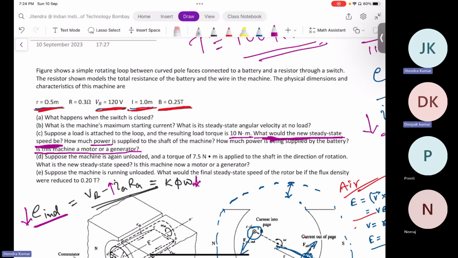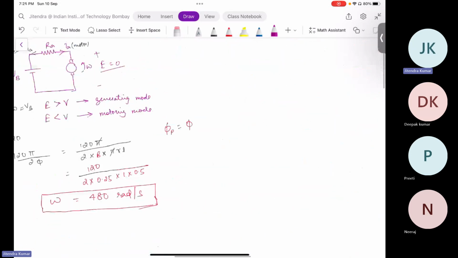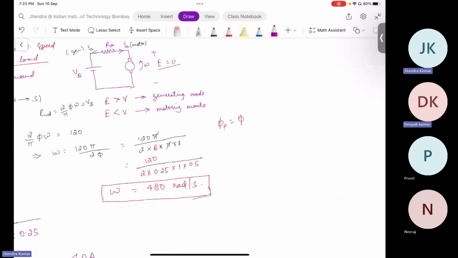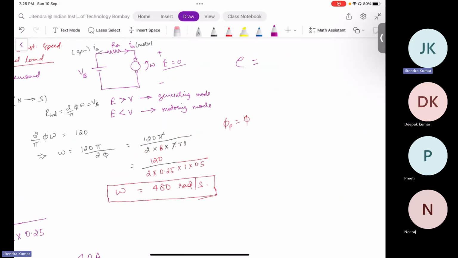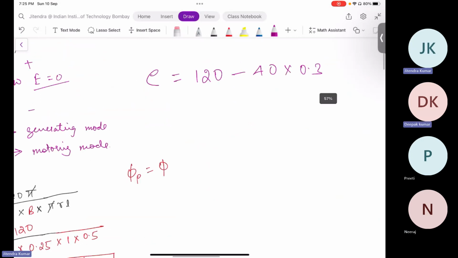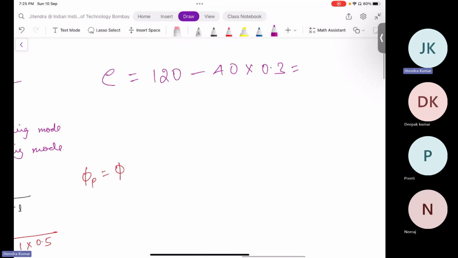Sir, we can compute through the EMF induced equation. Exactly. As soon as you saw a speed term, you have to compute the EMF induced. EMF will be reduced, and since you have computed the current as 40 amps, EMF will be 120 minus 40 into 40 RA, which is 0.3. So it will be equal to 108 volt, right?